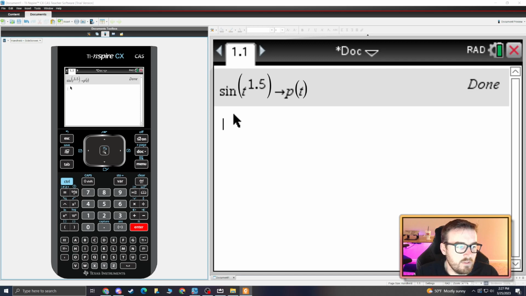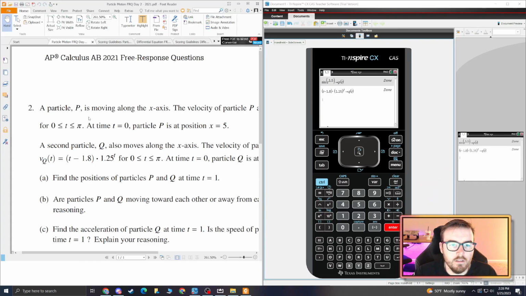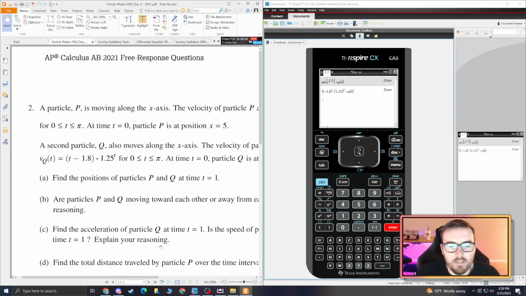And then I'm going to do the same thing for the other function. I'm going to say t minus 1.8, close parenthesis, times 1.25 raised to the t. That's the Q function, the velocity of Q. So I'm going to store that as Q of t. Okay? Q of t.